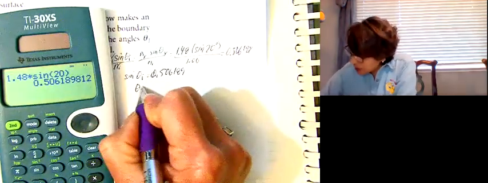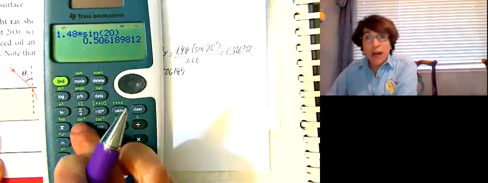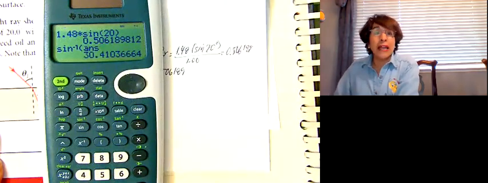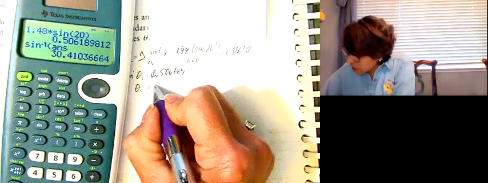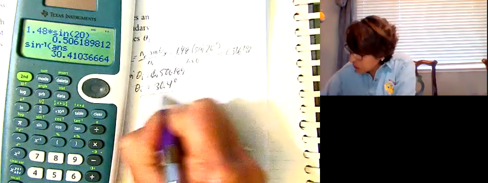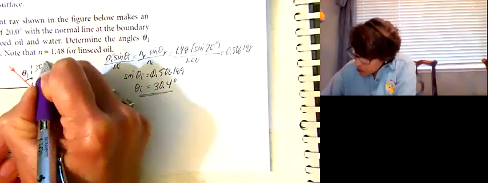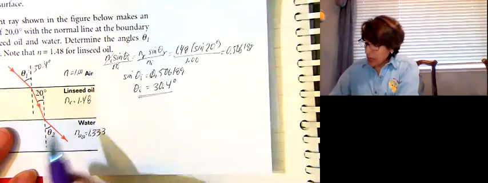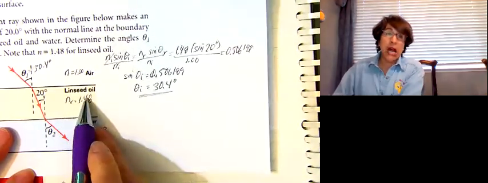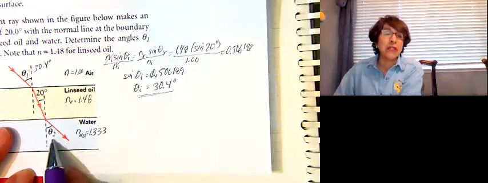Okay, so now let's take the arc sine of this answer. And I get 30.4, so I know that this is 30.41 degrees. I'll just leave it at 30.4 degrees. So I know that this guy here is 30.4 degrees. And I know that because I know the index of refraction of these two different media, and because the angle is 20. So now I want to know what the angle is down here.